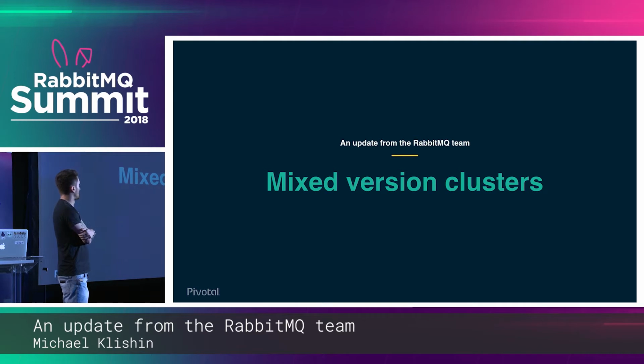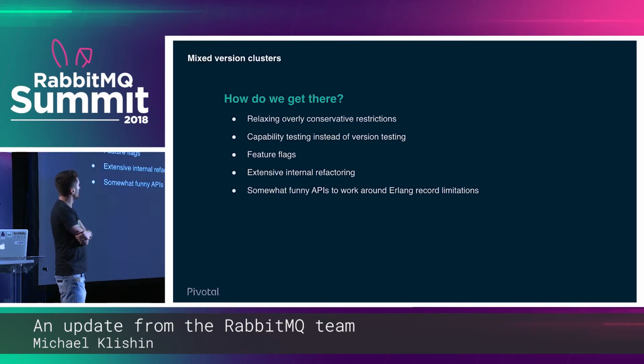So mixed version clusters, this is possibly my favorite feature. As you know, you cannot run a 3.7 cluster that has, say, a 3.6 node in it. And that primarily comes down to the fact that Mnesia actually has very specific ways of managing schema. If two nodes don't have matching schema, Mnesia will freak out, and one of the nodes will fail.